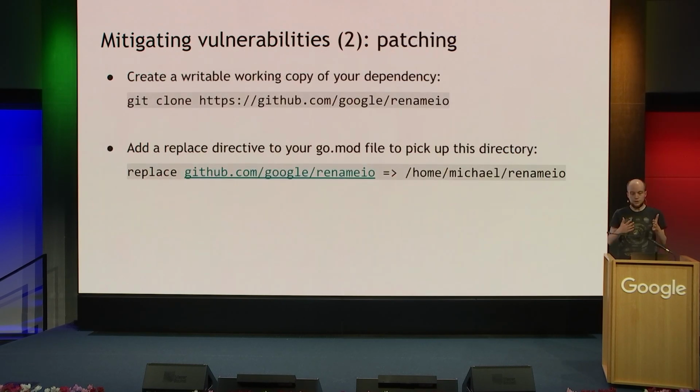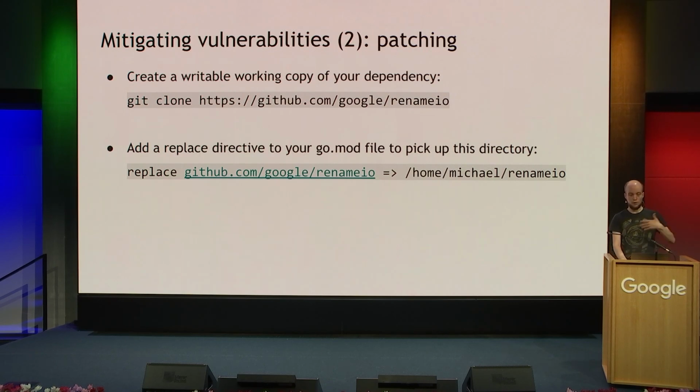All right, so let's assume that there isn't a newer version available. Maybe the maintainer is on vacation as the security issue was released. What do you do? Well, you could patch it yourself, maybe. You can create a writable working copy of your dependency by just cloning the Git repository as you're all used to, and then you use a replace directive in your go.mod file so that you can tell the Go toolchain, hey, instead of going to your module cache or fetching this module from the internet, just take it from my disk in this location, right?